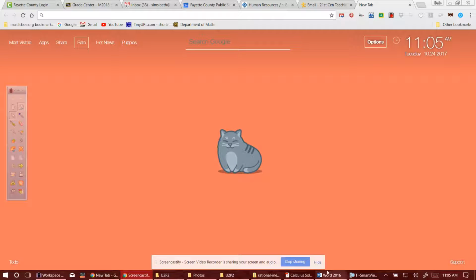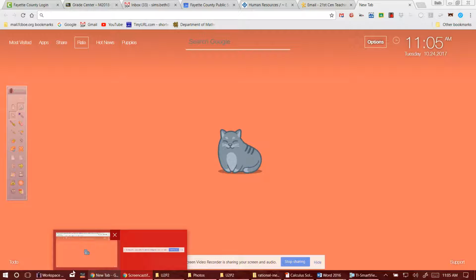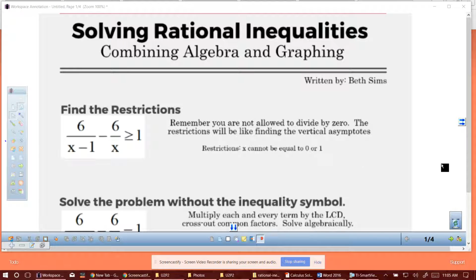I've got a video for us today about solving rational inequalities. So very similar to equalities, a little bit different. We are definitely going to be using some algebra and graphing with this method. So I've got us an example and we're going to walk through it. This is the handout that I've made for you so you can follow along. And then at the end, I'll do a couple more examples.